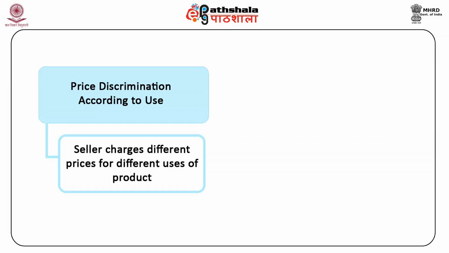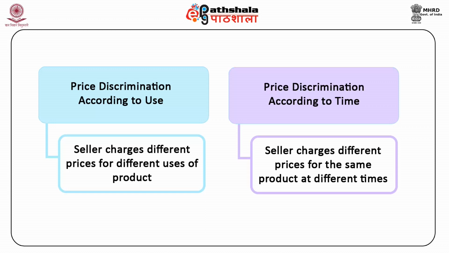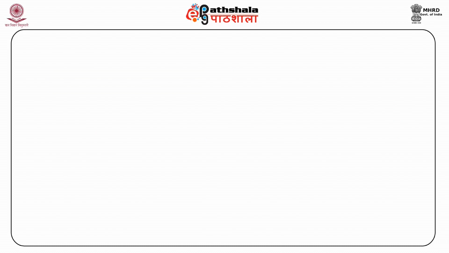When a seller charges different prices for different uses of a product, it is called price discrimination according to use. Fourth, price discrimination according to time. When a seller charges different prices for the same product at different times, it is called price discrimination according to time. Now, we will discuss the degrees of price discrimination.